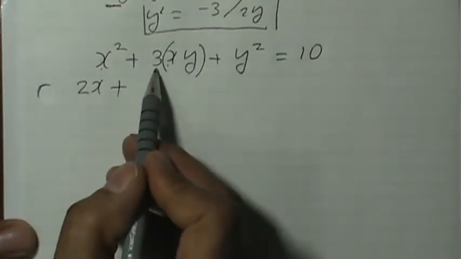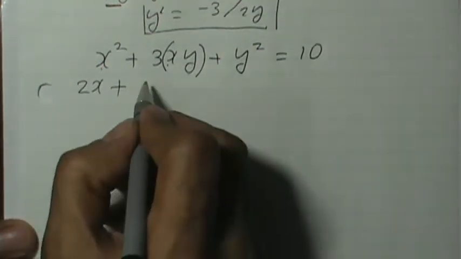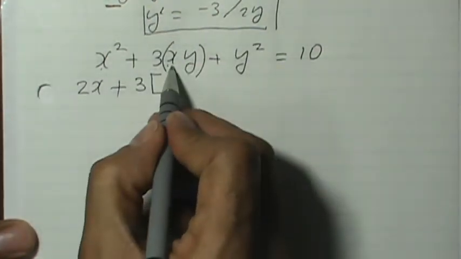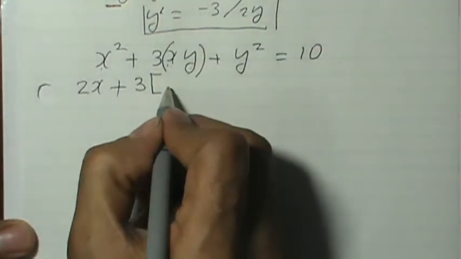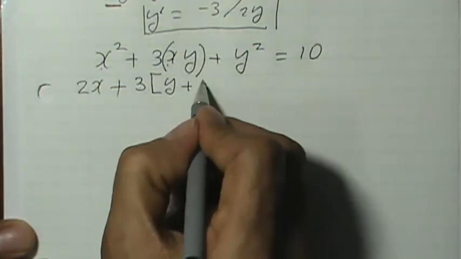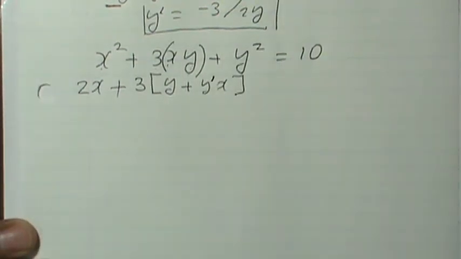And leave the coefficient outside for now, and then we're going to multiply everything by 3. So I'm going to leave the 3 out and I'm going to open a big bracket. So the derivative of x, we said, is 1. 1 times y would be y, applying product rule. Now plus the derivative of y, which is y prime, times x. Big bracket close, it's done.